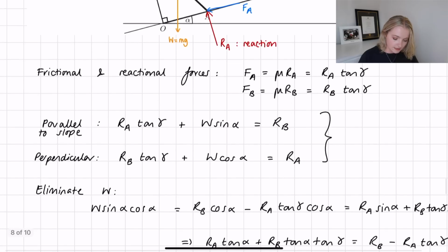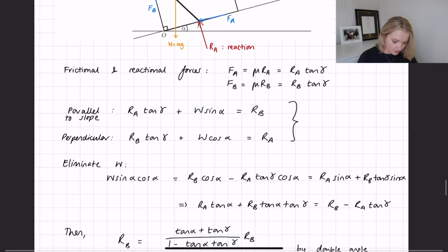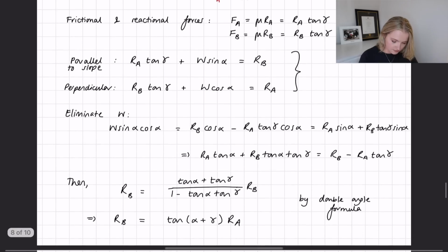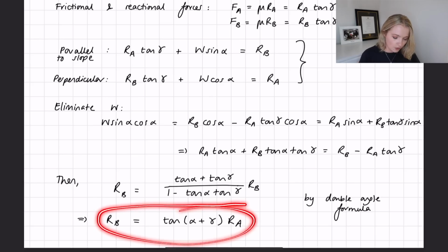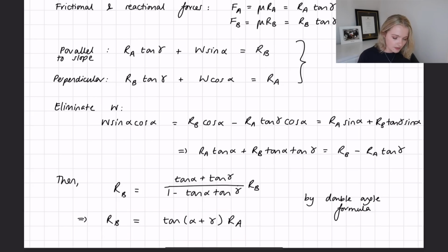We can basically take these two equations here and we can eliminate W from them. And so when we do that, we find this here. So all you're going to do, and feel free to pause the video and attempt this yourself, take these two equations, eliminate for W, and what you find by using a bit of elimination here and also the double angle formula for tan, we find that RB equals tan of alpha plus gamma multiplied by RA. So this is a key point to get to in the question. Amazing. So we have this formula for RB related to RA.